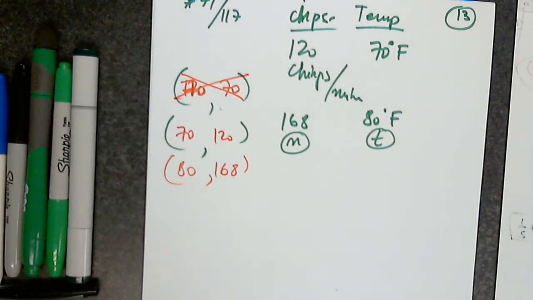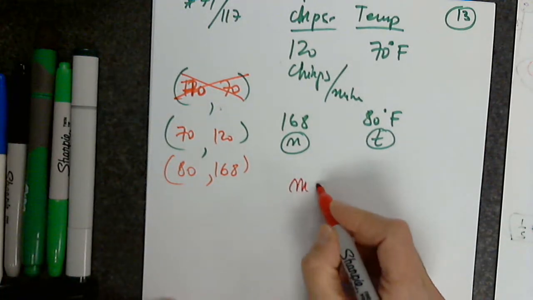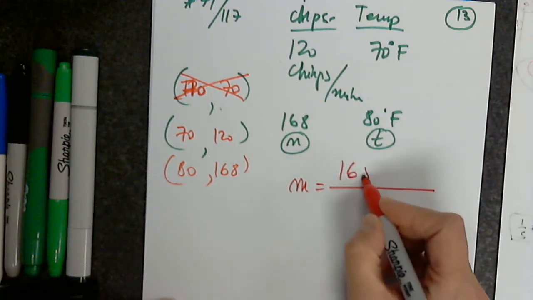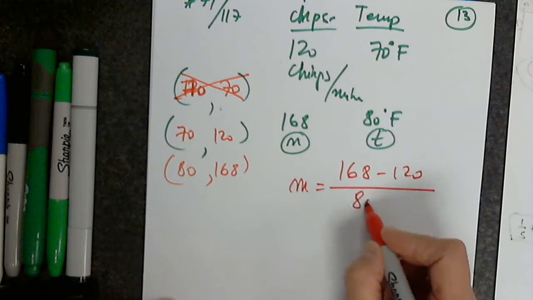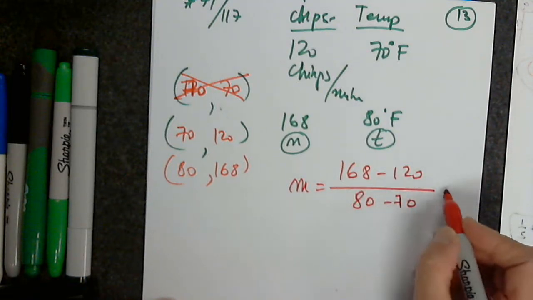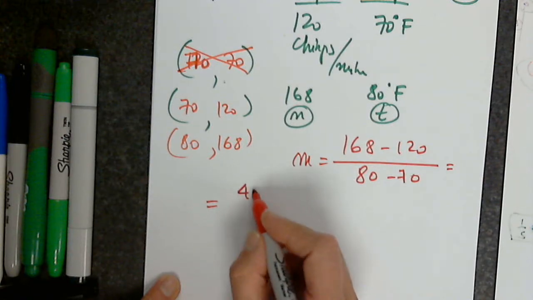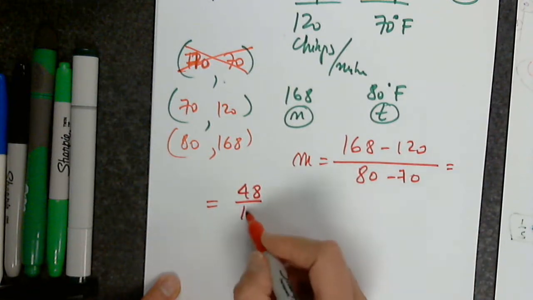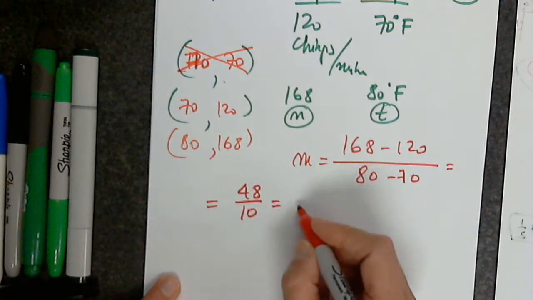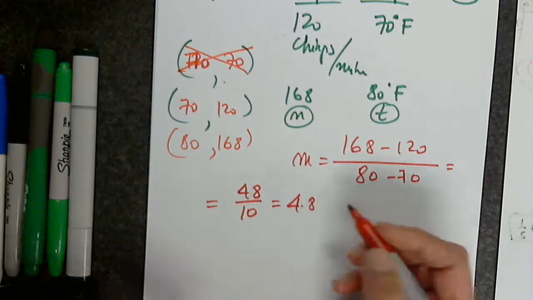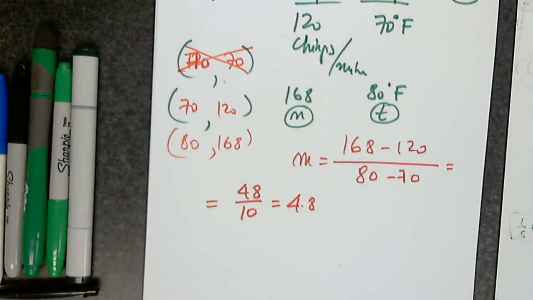So then what do I have to determine next? Exactly. 168 minus 120 over 80 minus 70. So I get, is it 48? And is it divided by 10? So it's 4.8. Without a measurement unit, I cannot give full credit.